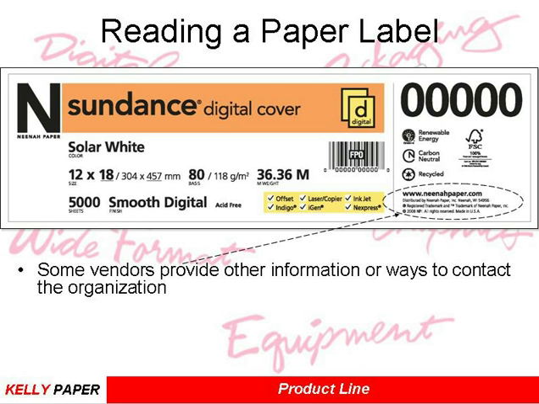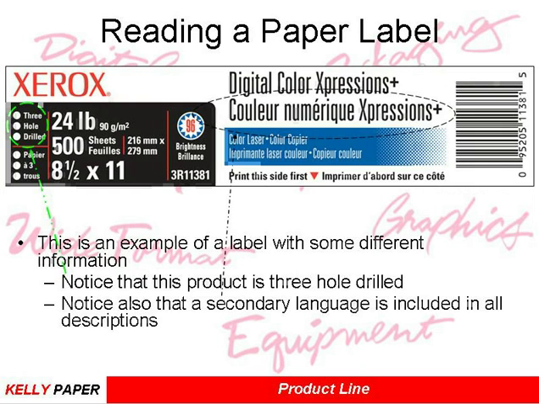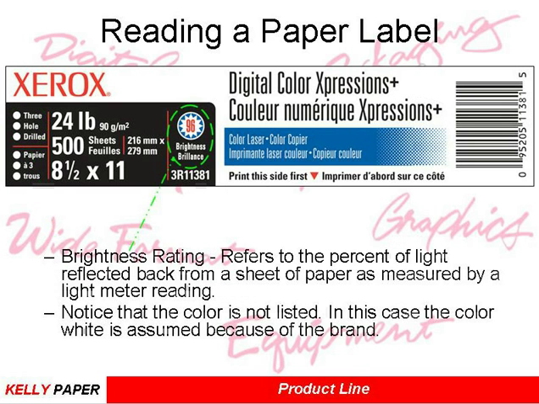Now let's look at another sample of a label. This one's from Xerox. Notice that this product is 3-hole punched. There is a secondary language included on this label. Also, it has a brightness rating. Brightness refers to the percent of light reflected back from a sheet of paper as measured by a light meter reading.